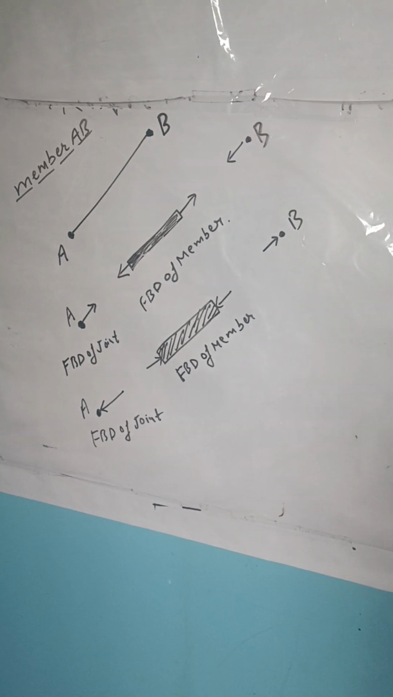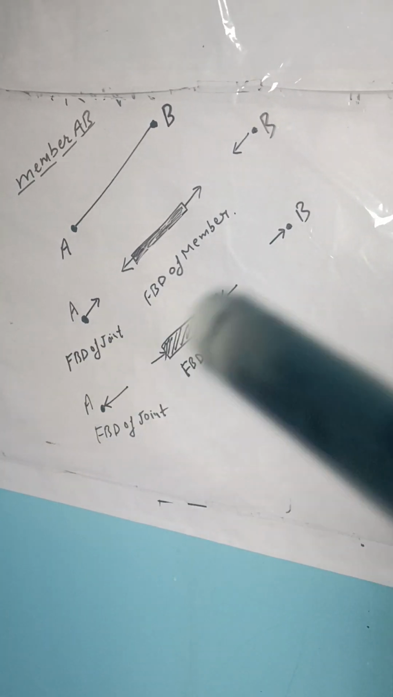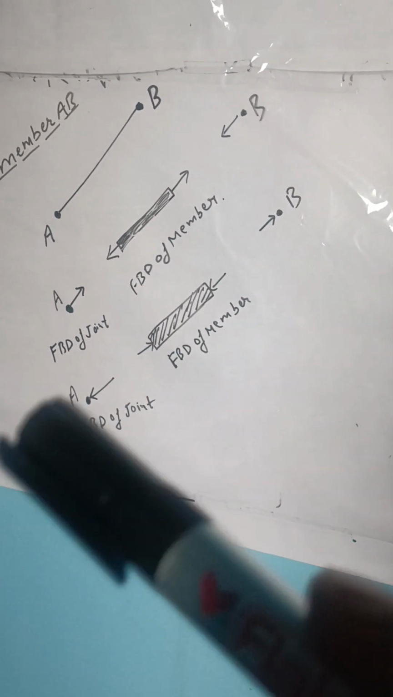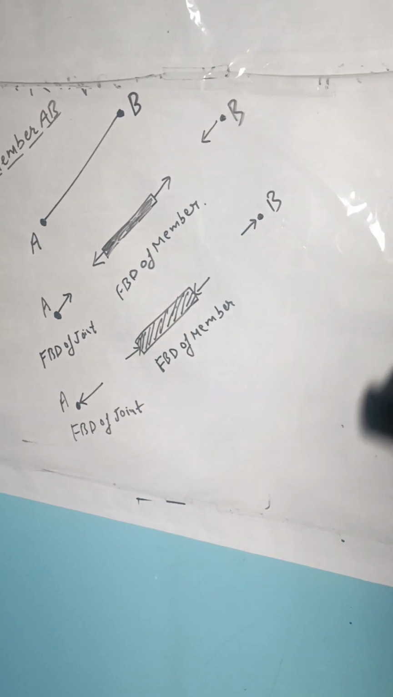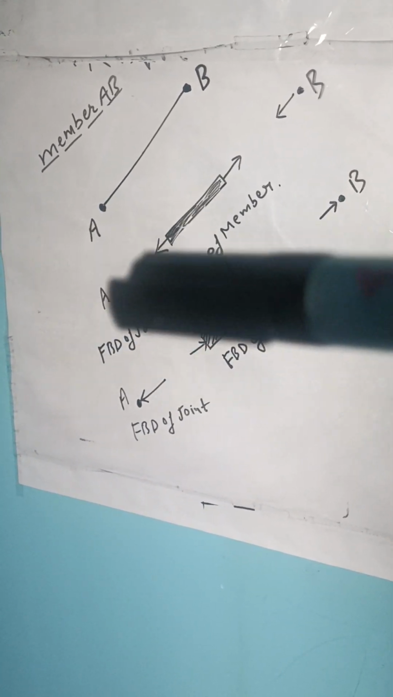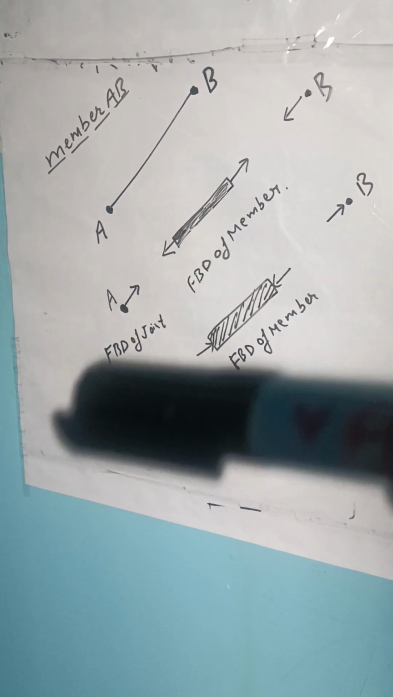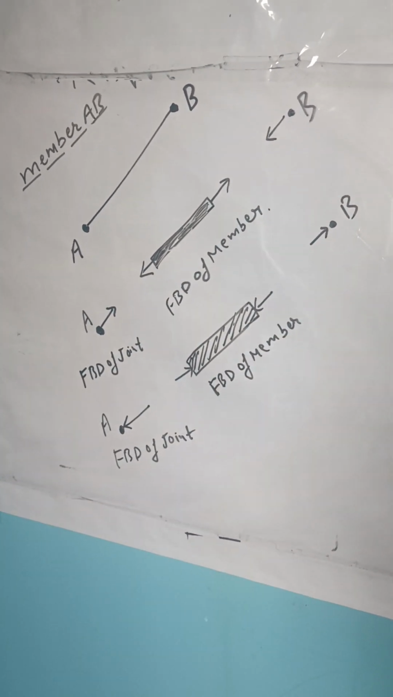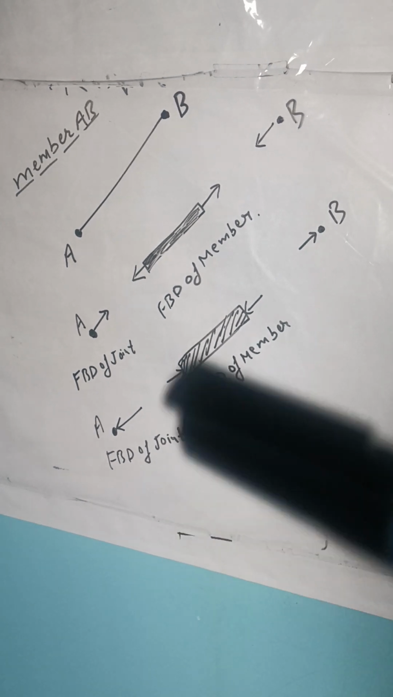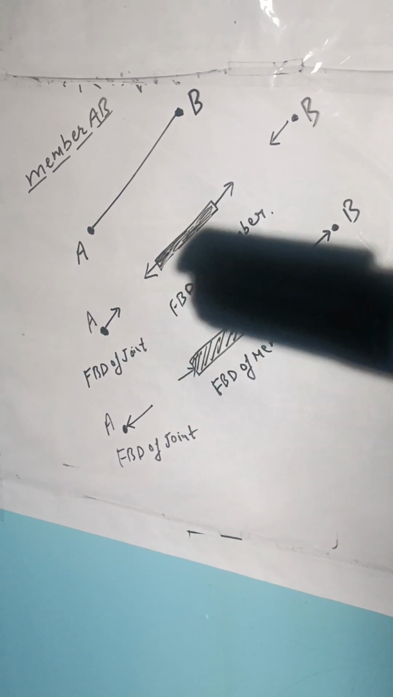Actually, while solving the method of joints, we are solving the FBD of the joint. For example, if a hinge was there, two reactions will come and this is the force from the member. If the member is pulling the joint, then the joint will also pull the member, by the action-reaction law of Newton, that is Newton's third law. So the FBD of the member will be tensile.